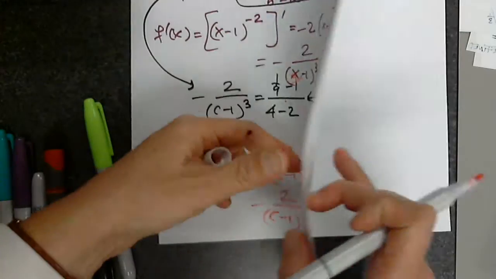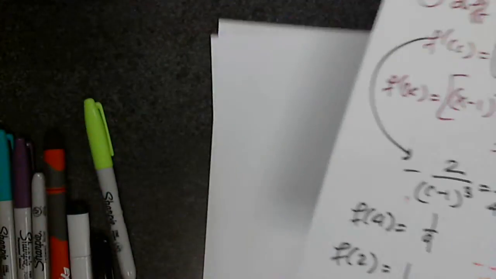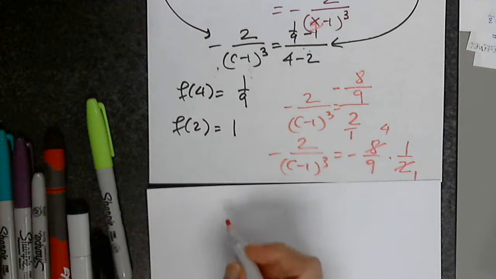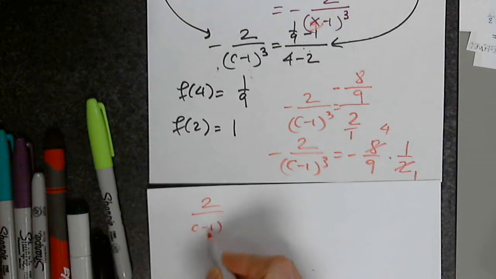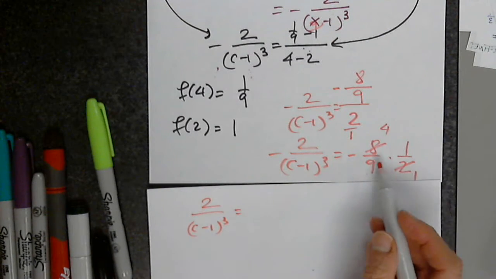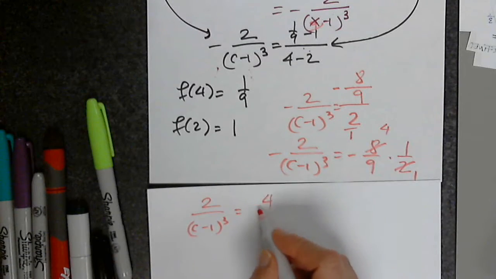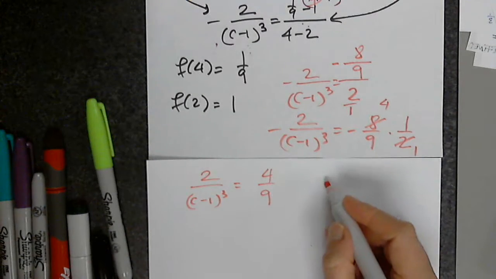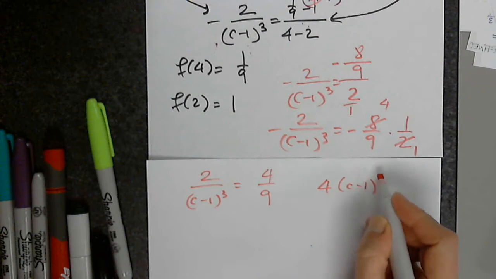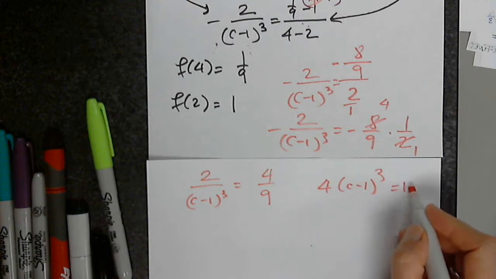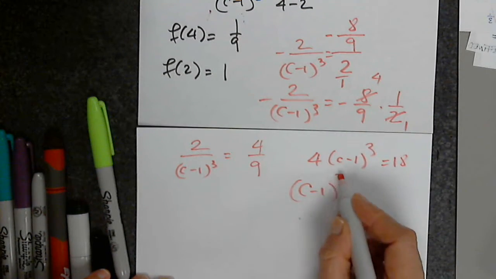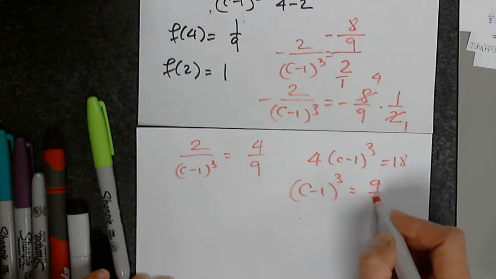I will multiply both sides by negative 1. There are too many negatives in there. Both sides are negative. So then I have 2 over c minus 1 cubed equals 4 divided by 9. I will cross multiply. 4 times c minus 1 to the third equals 18. I'll divide both sides by 4. C minus 1 to the third equals 9 halves.